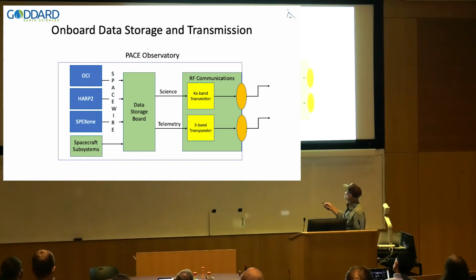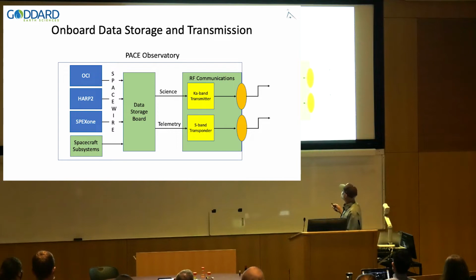Data from all three instruments are sent over SpaceWire to this data storage board. As I mentioned before, HARP actually waits until we're in eclipse to do that. OCI and SPECS do it in real time as it's collected. In parallel, all of the spacecraft subsystems are also sending telemetry to a different part of data storage. So then what happens? We get to a station contact, and those last anywhere from about 5 to 10 minutes.